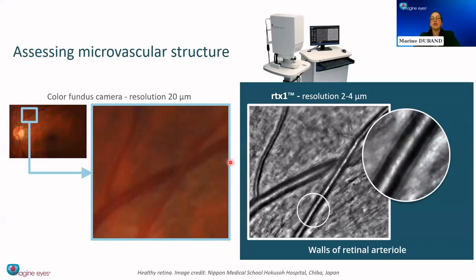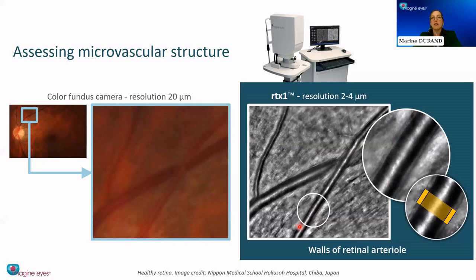Indeed, the RTX1 doesn't only enable imaging the cells in the outer retina, it also enables imaging the vessels with a very high level of detail. As you can see here on this image, we can distinguish on RTX1 images the lumen of the vessel and the thickness of the walls for retinal arteries, which is an important capability, which is not possible with other imaging systems.